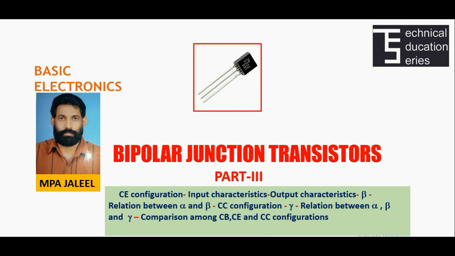In this session, we are dealing with the CE configuration, input characteristics, output characteristics, beta, relation between alpha and beta, common collector configuration, gamma, relation between alpha, beta and gamma, and comparison among CB, CE and CC configurations.